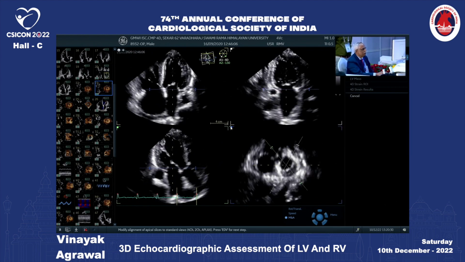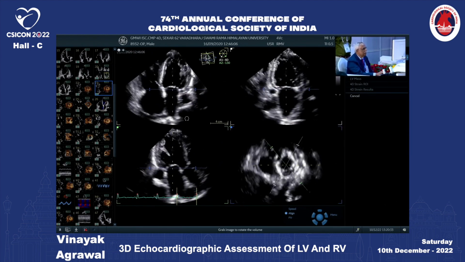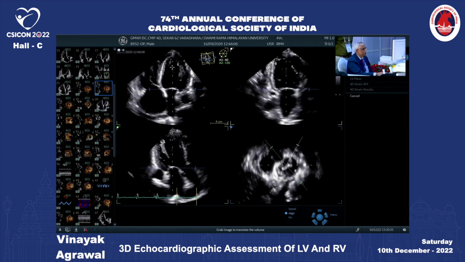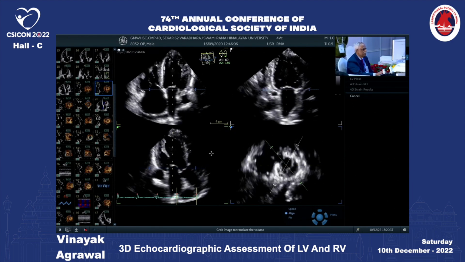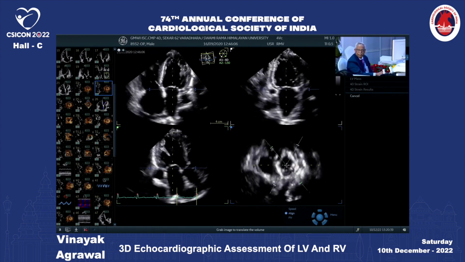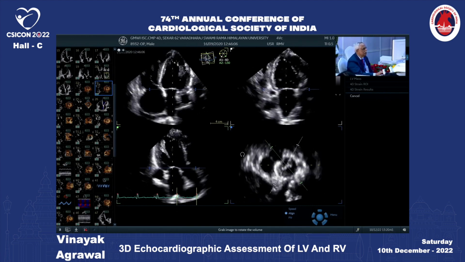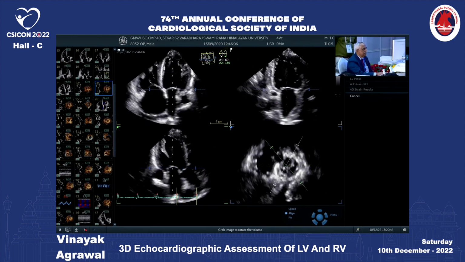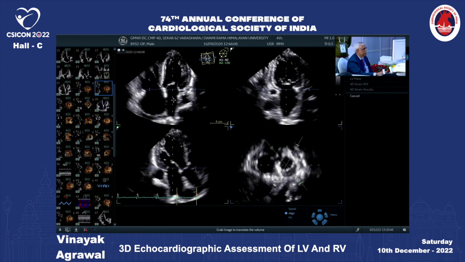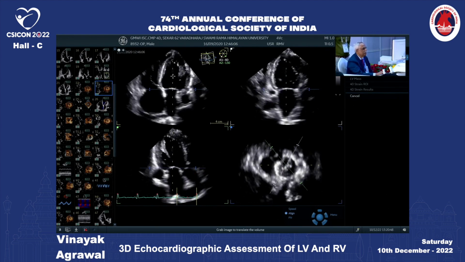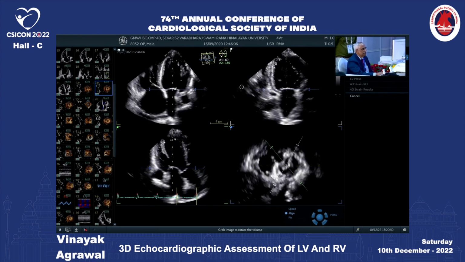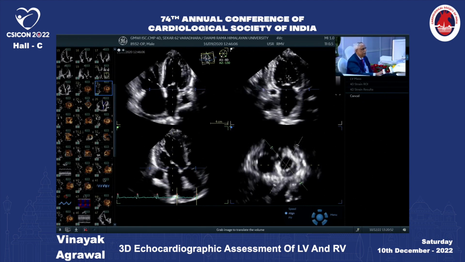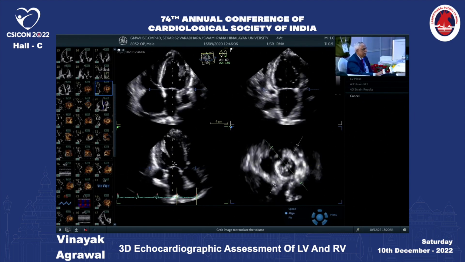If you press the 4D LVQ, then you get sections of the 4-chamber, 2-chamber and 3-chamber, and there is a short axis section. You can clearly see this line is along the long axis of the left ventricle in the apical four-chamber view. Here again the alignment is very good.